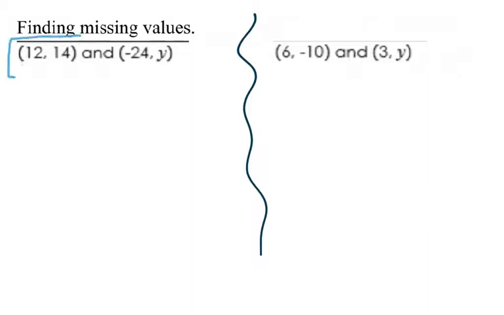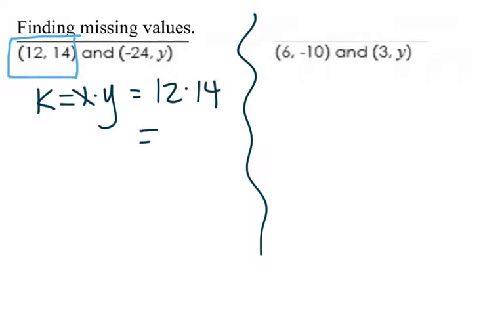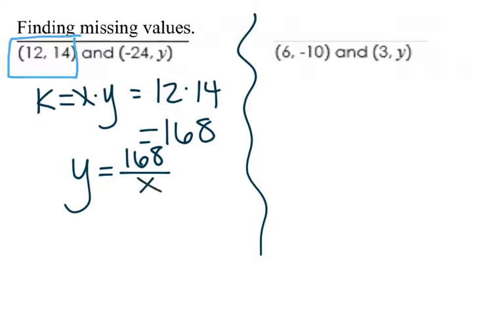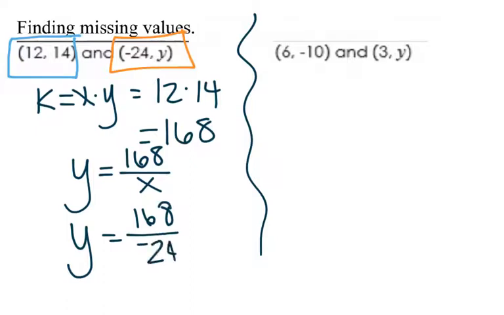Okay, so the first coordinate is going to be how we find k. So k equals, remember it's x times y, 12 times 14, which is 168. You heard my calculator because I don't trust my mental math at this point. So y is equal to 168 divided by x. Now we're going to use our second coordinate point to find what we're actually looking for. So this time we're trying to find y, knowing that x is negative 24. So all I have to do in my calculator is 168 divided by negative 24, and I get negative 7. So y is equal to negative 7.